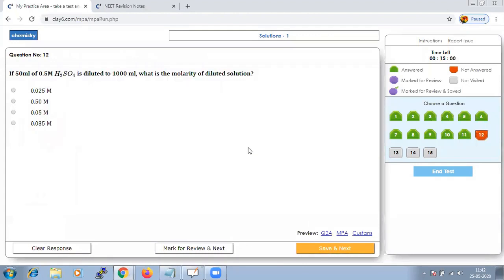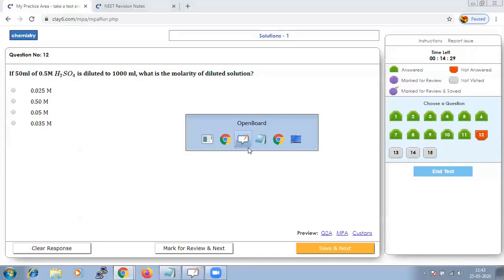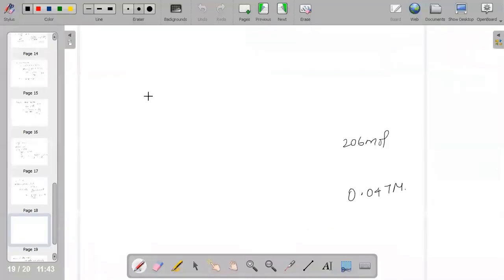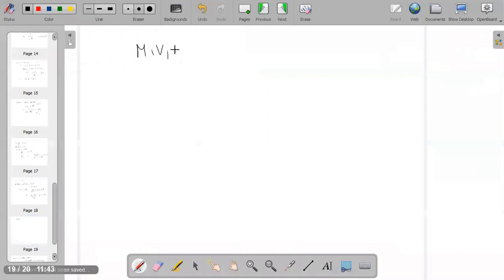If 50 ml of 0.5 M H2SO4 is diluted to 1000 ml, what is the molarity of the diluted solution? So for molarity, you are getting two values, M1V1 and M2V2. According to the question, 50 ml of 0.5 M H2SO4 is diluted to 1000 ml, and we have to calculate our M2. So let us imagine the formula as M1V1 is equal to M2V2.